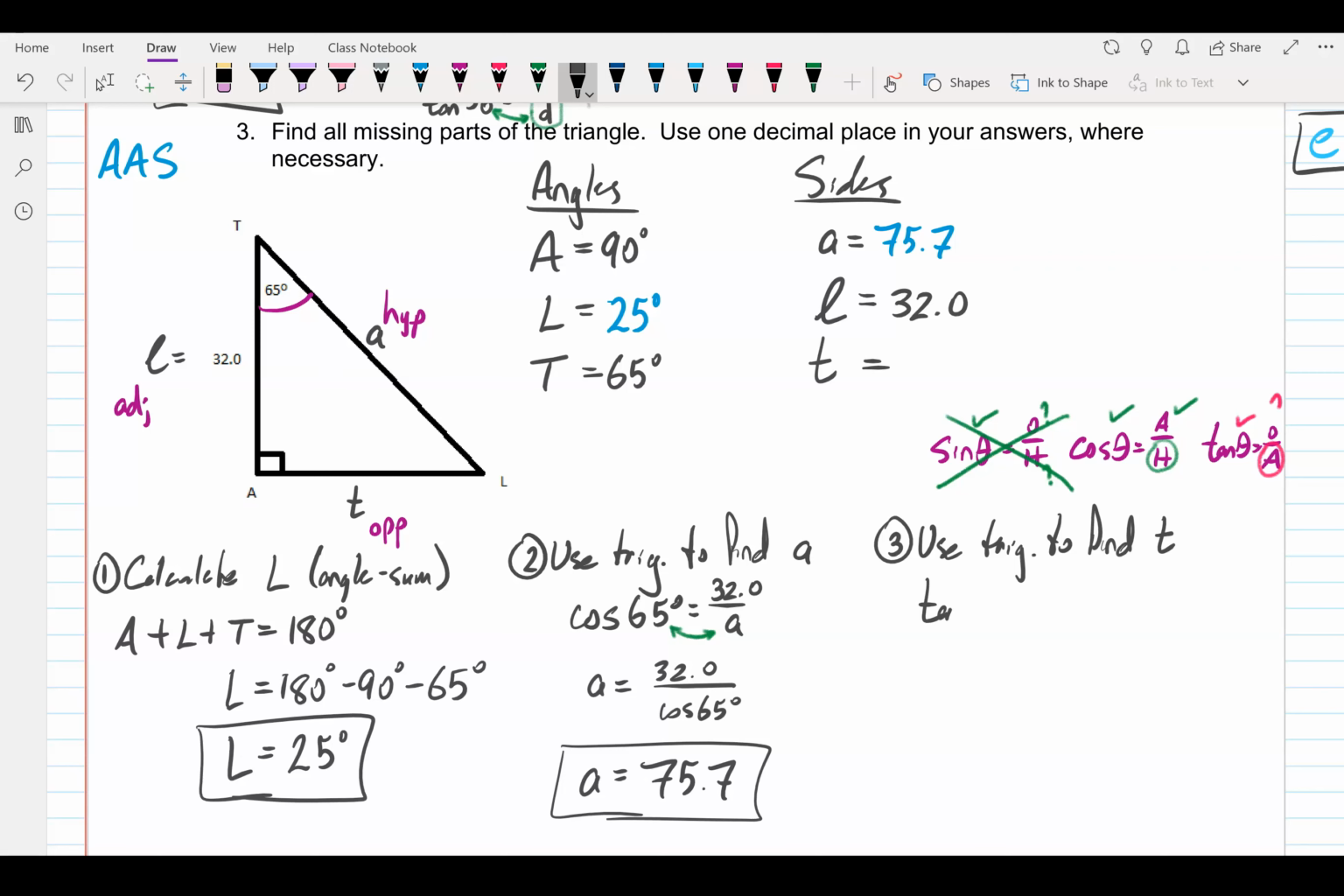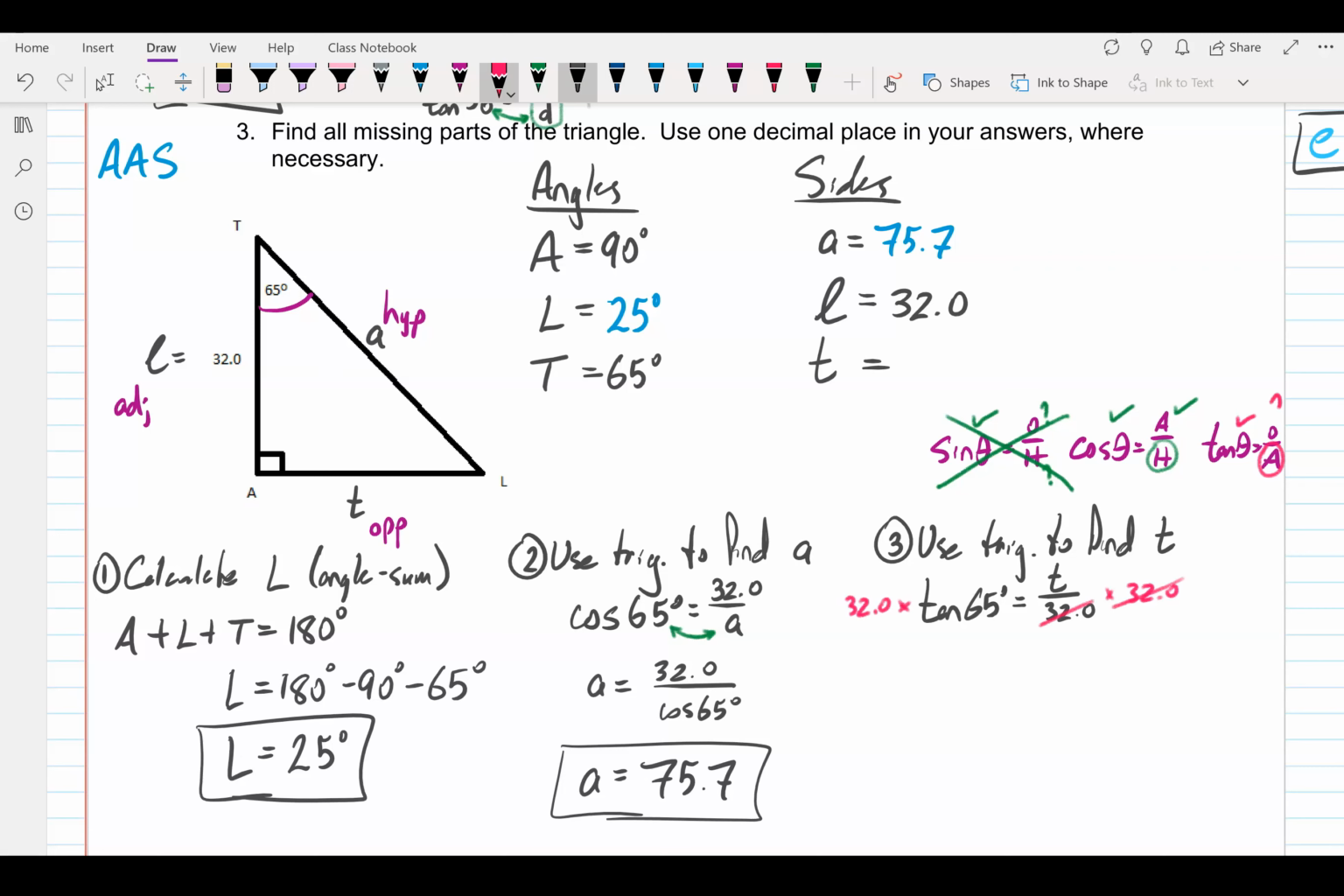So tan of the angle, 65, is equal to the opposite, which is T, divided by the adjacent, which is 32. And now in order to get this, I do a cross multiply. All you need to do is multiply by 32 on this side to get rid of the 32, and just add the 32 to this side.